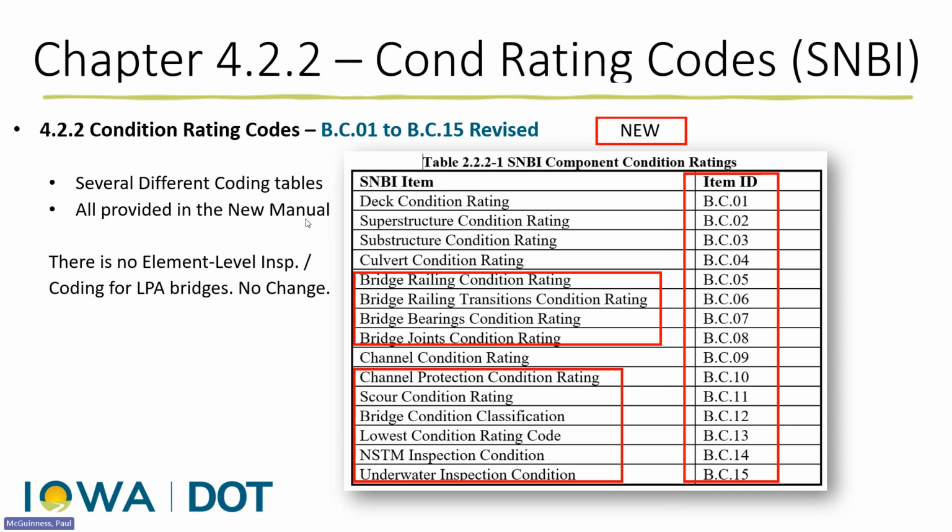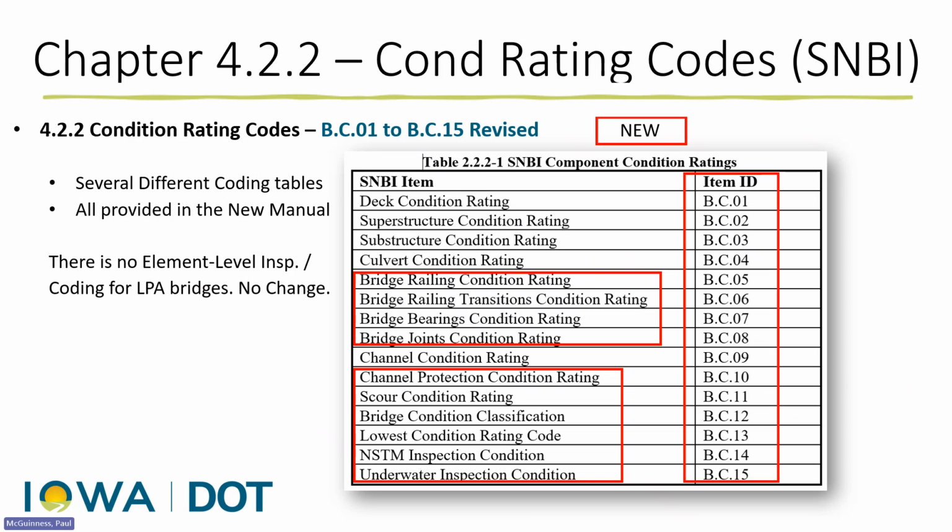Then we have the condition rating codes. So they start with BC, so bridge condition, from 1 to 15. I highlighted, we outlined those in red that are new. So we're always doing deck, super, sub, or if it was a culvert, condition rating. So that's very similar, 0 to 9. But now they've felt that it's important to identify the condition of the bridge railing, the transition, bearings and joints as well, and give them their own separate condition ratings. And then the tables in SNBI will help you with that.